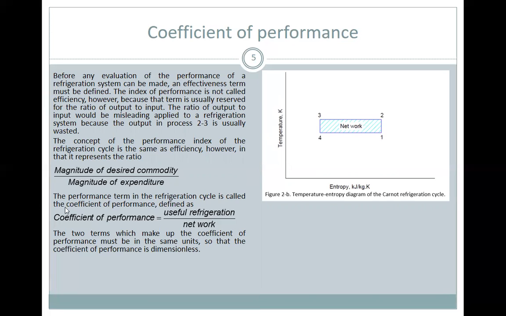Such that the performance term in the refrigeration cycle is called the coefficient of performance, defined as useful refrigeration divided by the net work. Magnitude of expenditure is the net work, kasi ito yung consumption mo, di ba? Yung power consumption. Useful refrigeration, ito yung desired commodity mo, yung air, yung lamig. So the two terms which make up the coefficient of performance must be in the same units so that the coefficient of performance is dimensionless.